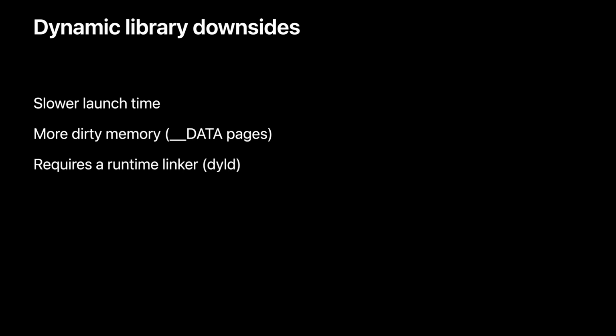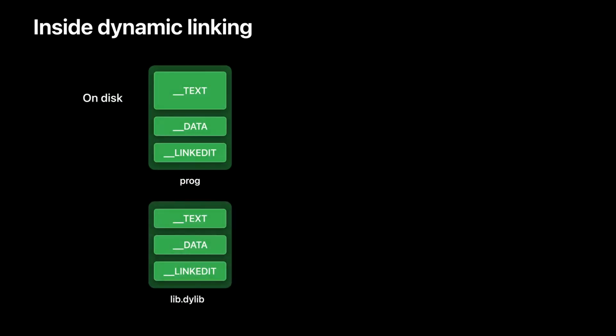Lastly, another cost of dynamic linking is that it introduces the need for something new, a dynamic linker. Remember that promise that was recorded in the executable at build time? Now we need something at runtime that will fulfill that promise to load our library. That's what dyld, the dynamic linker, is for. Let's dive into how dynamic linking works at runtime.